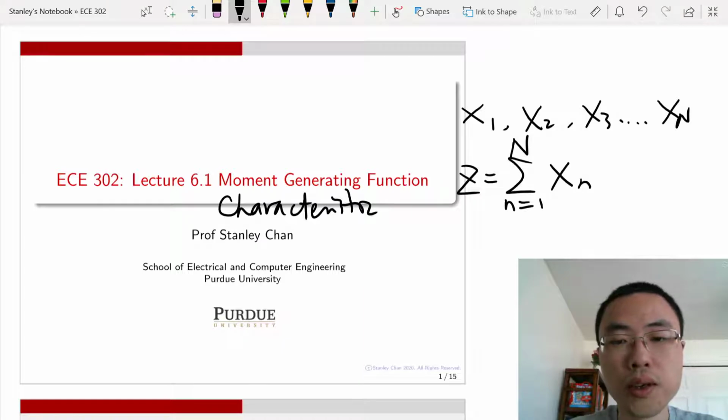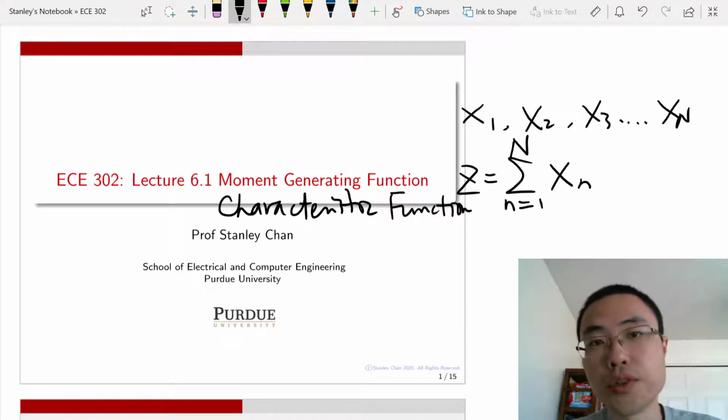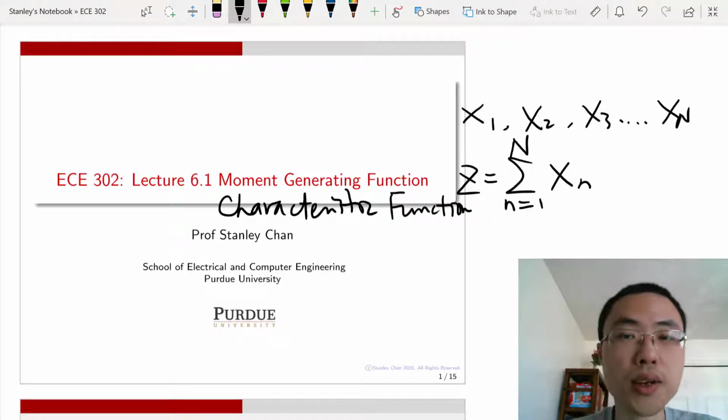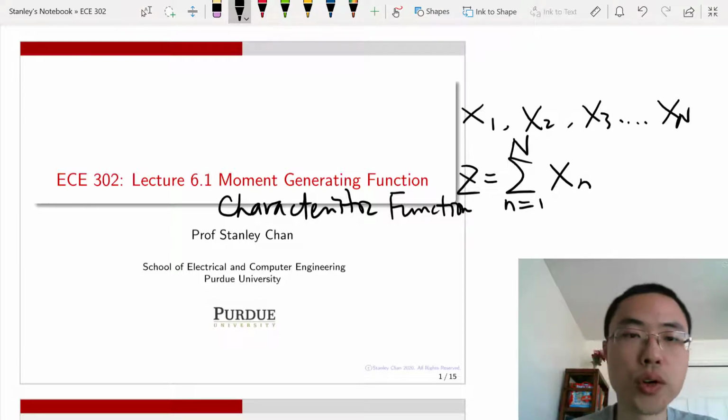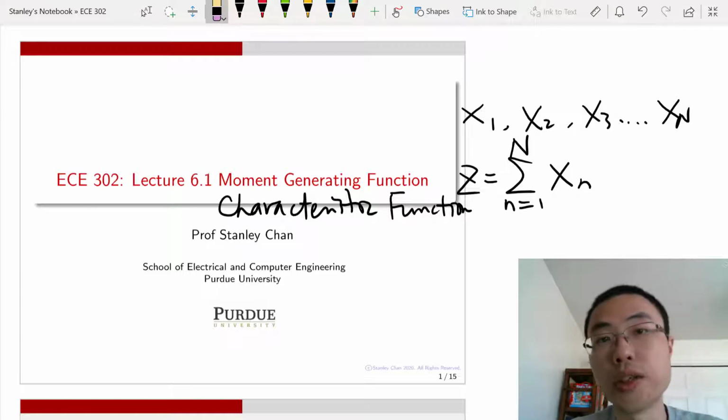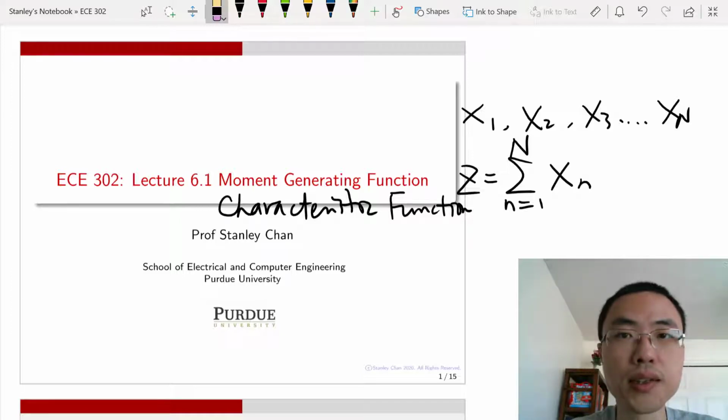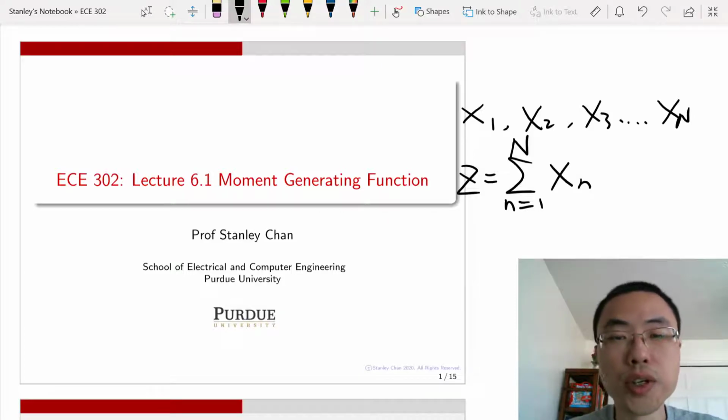What are they? Well, the moment-generating function and the characteristic function are the Laplace transform and the Fourier transform of the PDFs, respectively. So in this section, we're going to look at the moment-generating function, and then in the next section, we're going to look at the characteristic function. So what are moment-generating functions?